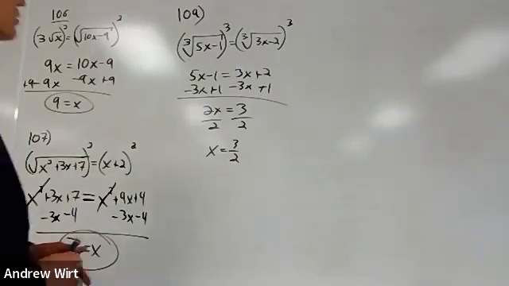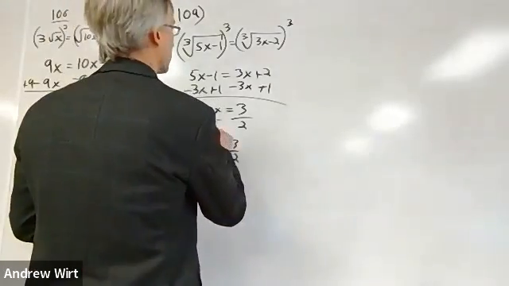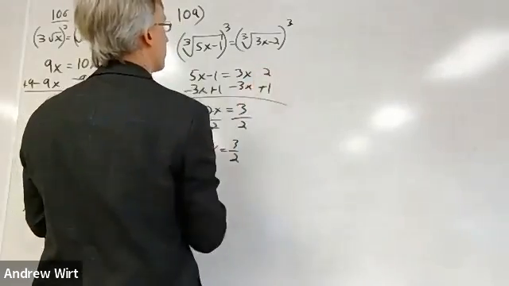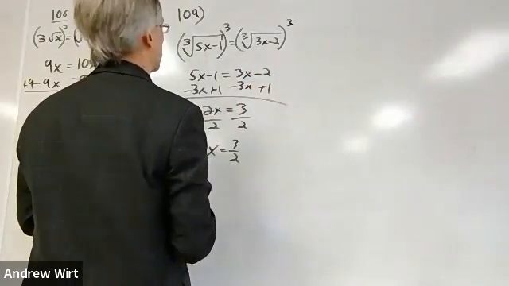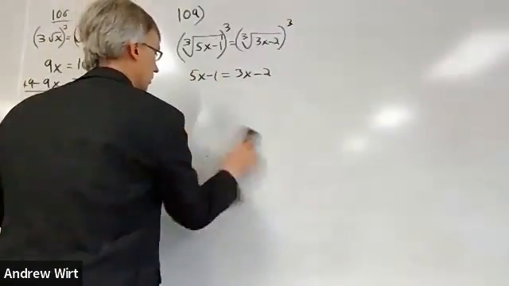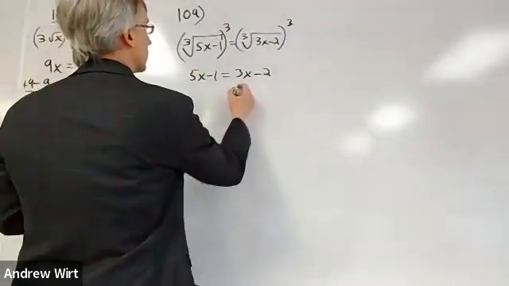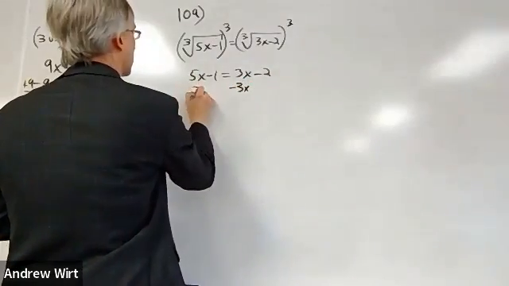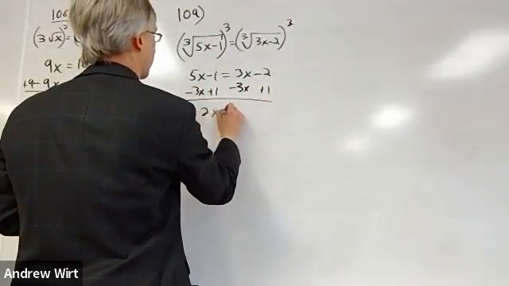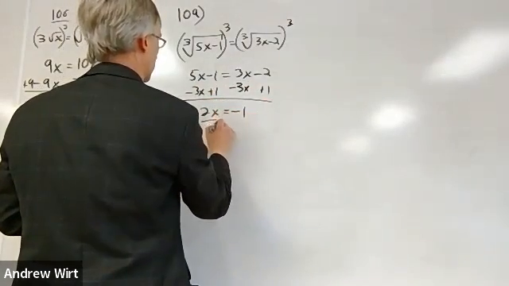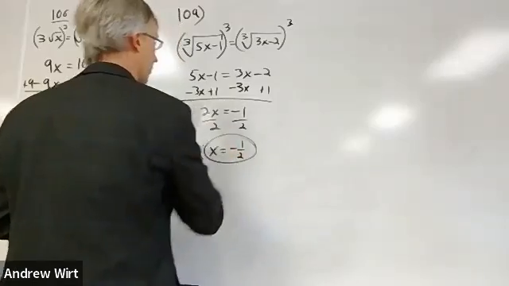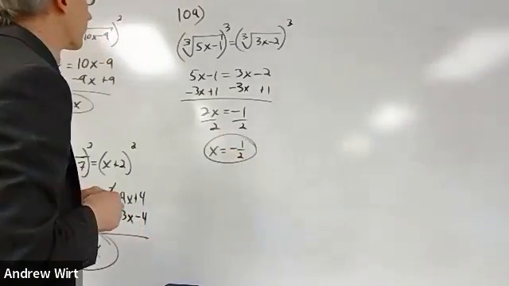I did that a little too quickly. Yeah, I screwed up my sign there. Okay, let's do this over. There we go, that's better. x equals -1/2.